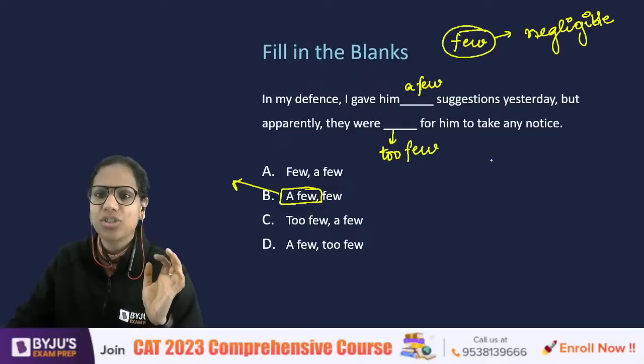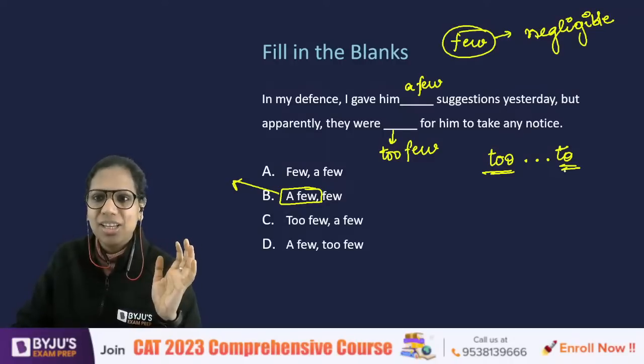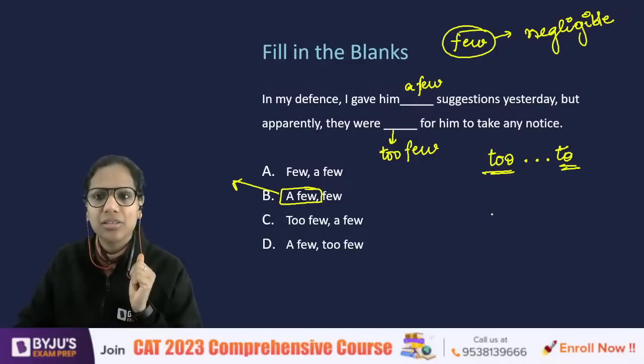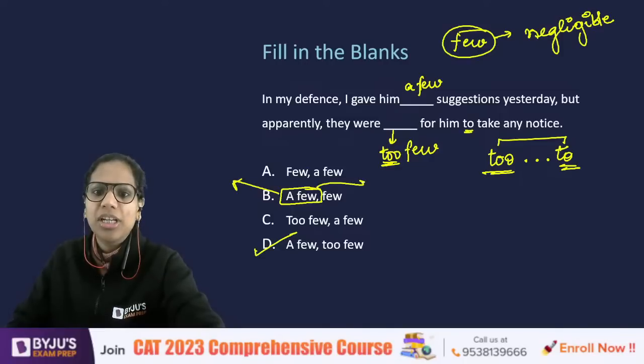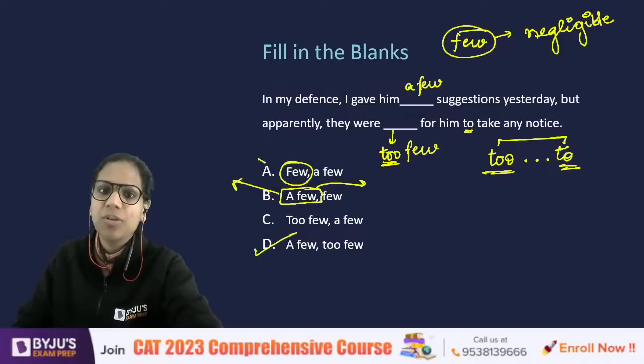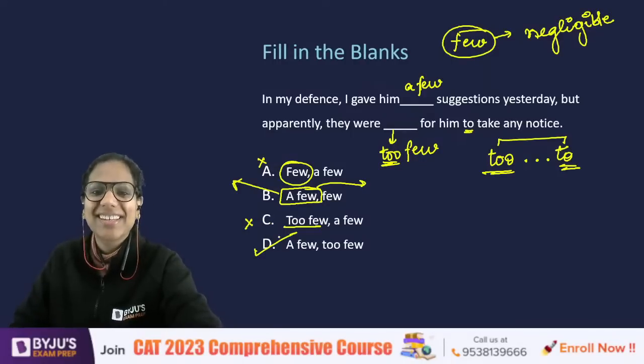So two structure, remember this. It was too cold to go out. It was too hot to drink. This two structure will be preserved here, and that's why D, Delhi is the answer. A few indicates not a lot but sufficient. Few indicates not a lot and insufficient. So we will not write few here. We will again not say I gave him too few suggestions, right?